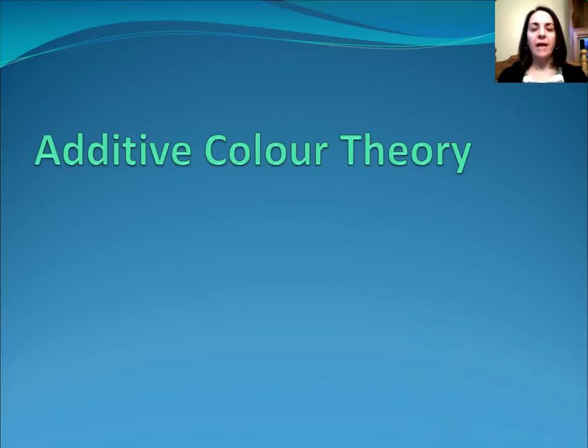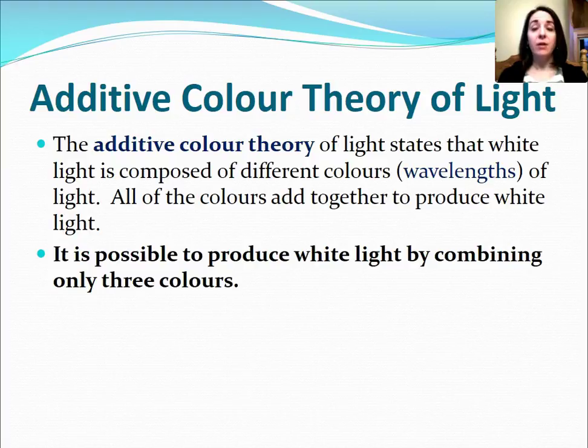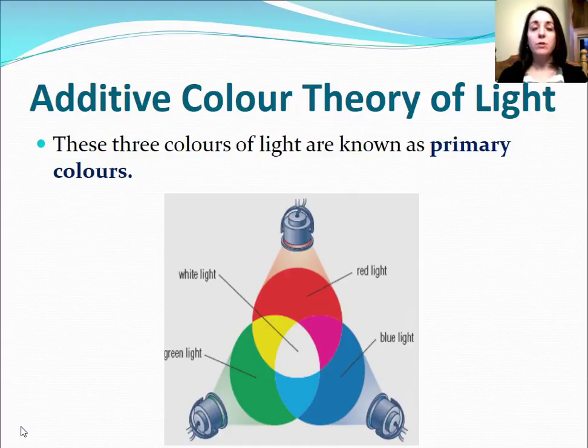So we are going to look at the additive color theory first. And the additive color theory talks about how light combines together. And so it says that white light is composed of those different wavelengths of light, and that all of those colors together produce white light. But another part of this theory is that it's possible to get white light by combining only 3 colors. And so those 3 colors that can produce white light are the primary colors.